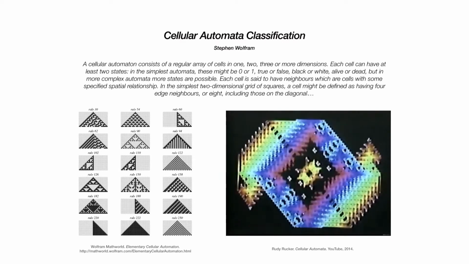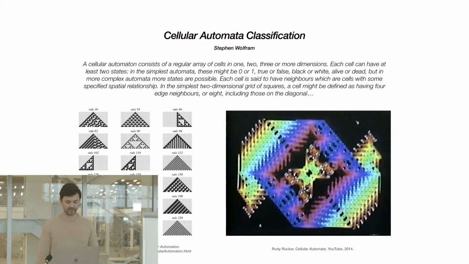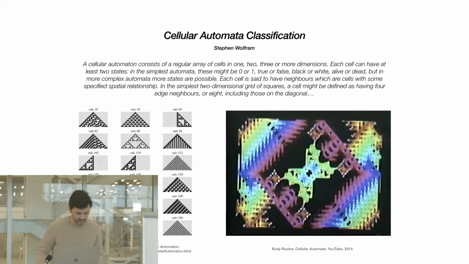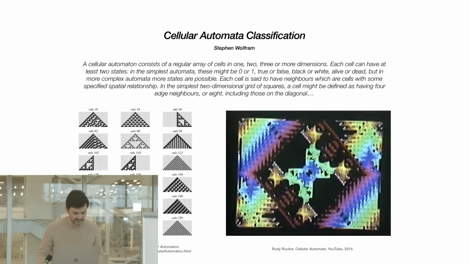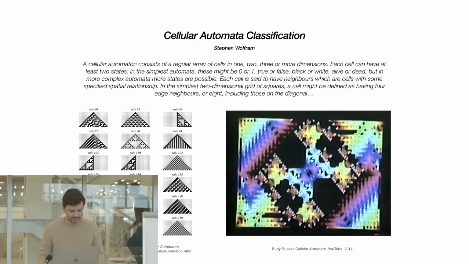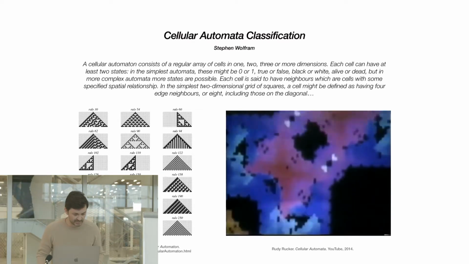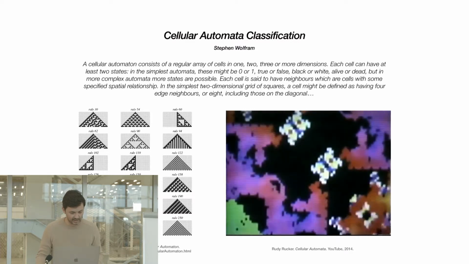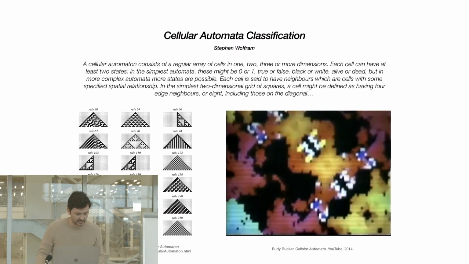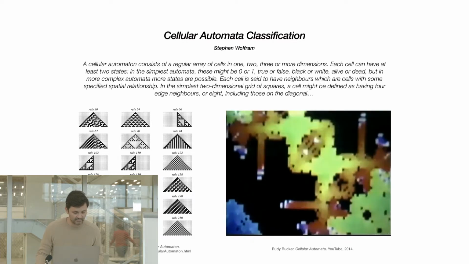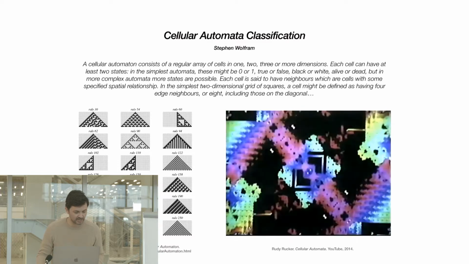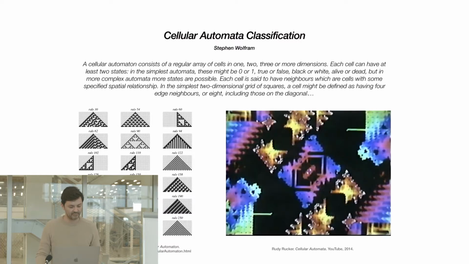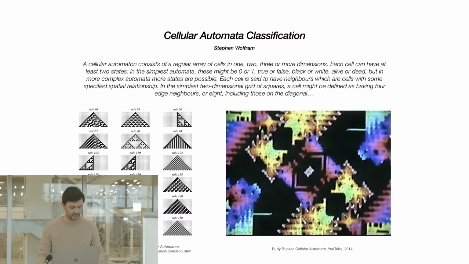And here I will quote John Fraser when he talks about what these models are about. He said, a cellular automaton consists of a regular array of cells in 1, 2, 3, or more dimensions. Each cell can have at least 2 states. In the simplest automata, these might be 0 or 1, true or false, black or white, alive or dead. But in more complex automata, more states are possible. Each cell is said to have neighbors, which are cells with some specified spatial relationship. In the simplest 2-dimensional grid of squares, a cell might be defined as having 4 edge neighbors, or 8, including those on the diagonal.